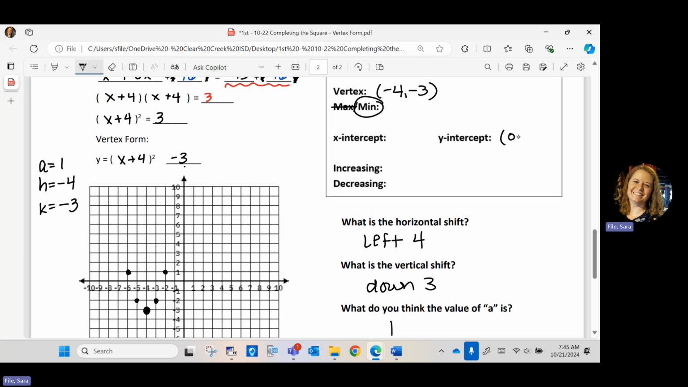But I know that's going to be at 13, so I can go ahead and put that. Or I could get that from Desmos if I needed to. To get over to the y-axis from your vertex, it'd be over 4. So 4 squared is 16. If I go up 16 from -3, that would put me at 13. That's how I got that.